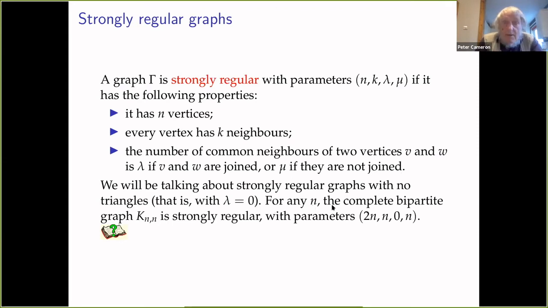Now, there is always one obvious example. If you take the complete bipartite graph, K_{n,n}, so the vertices come in two classes of size n, and you have all possible edges between the two classes. So there are no triangles because all the edges go between the two bipartite blocks. And if you have two vertices that are not joined, they will have precisely n common neighbors, the whole of the other block.